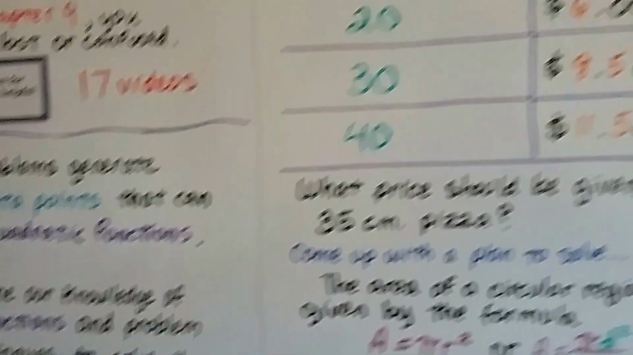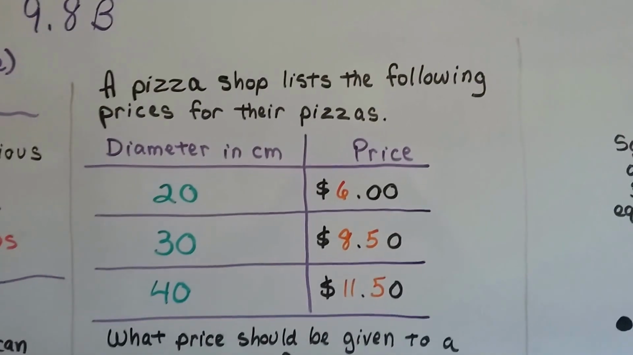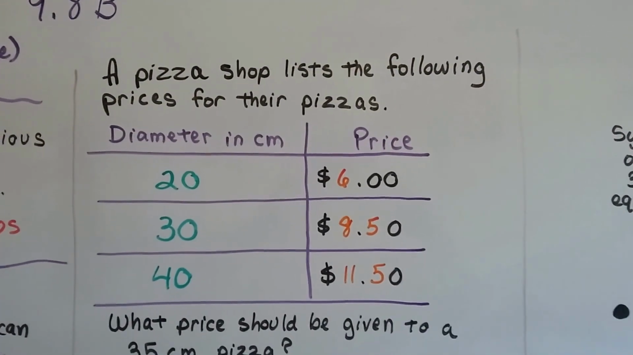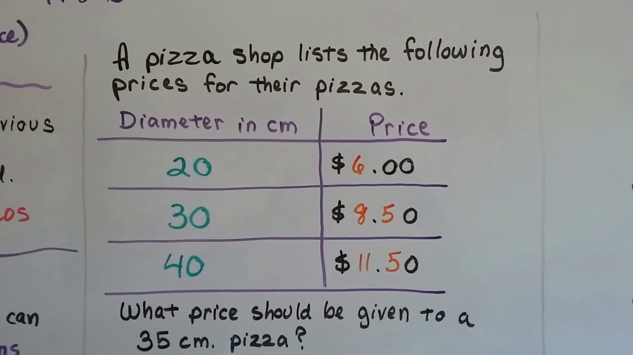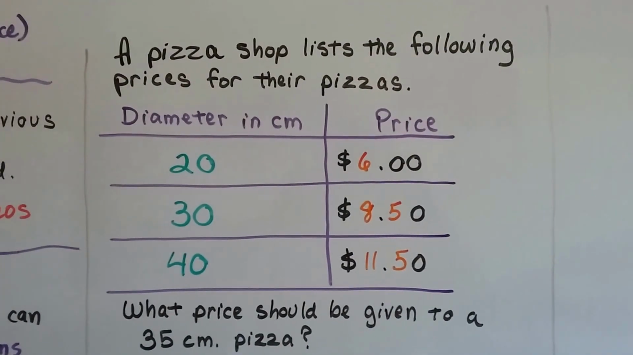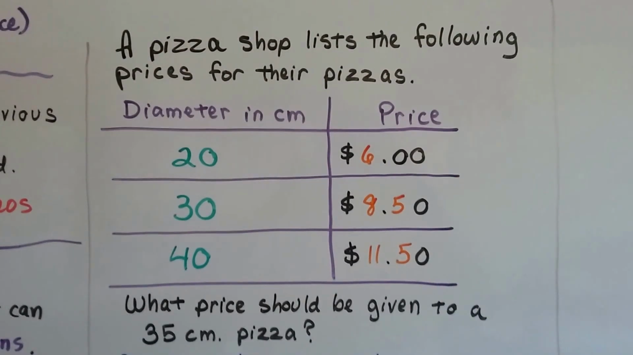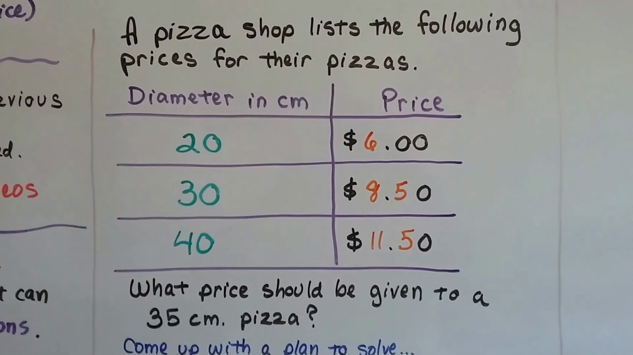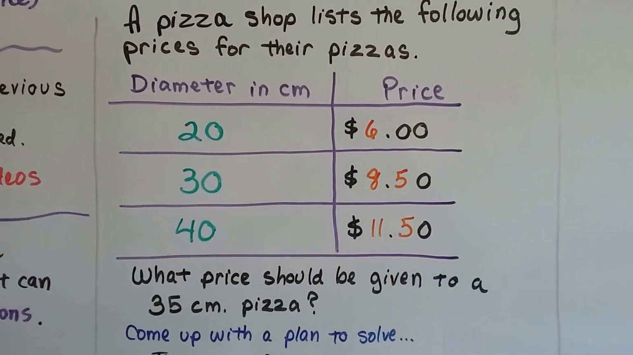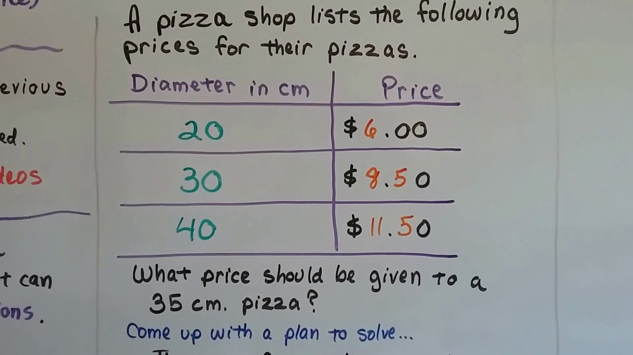So here's our problem. We have a pizza shop, and it lists the following prices for their pizzas. The diameters in centimeters of their pizzas are 20, 30, and 40, and their prices are $6, $8.50, and $11.50. So as the diameter goes up, so does the price. So what price should be given to a 35 centimeter pizza?